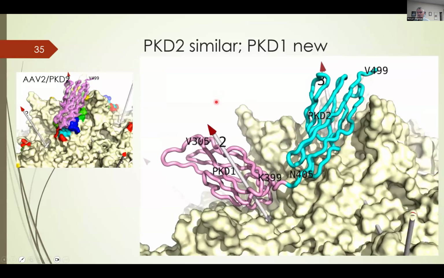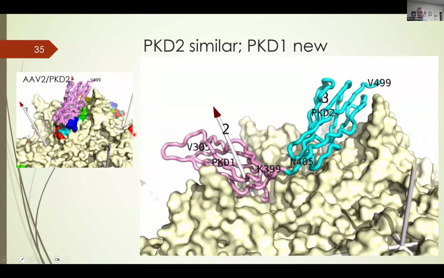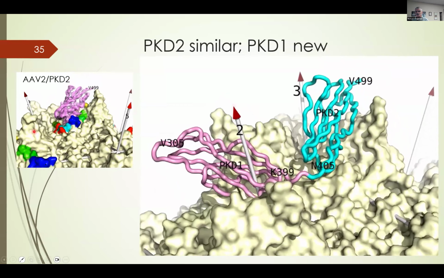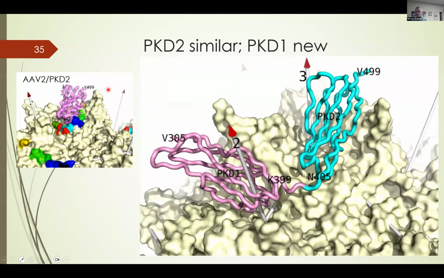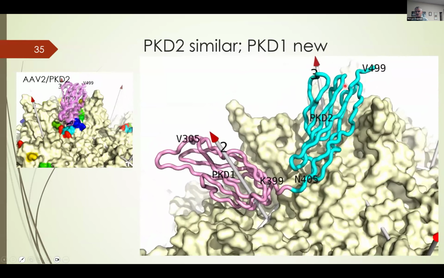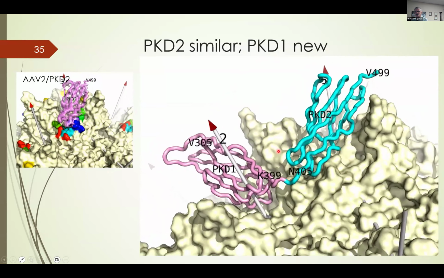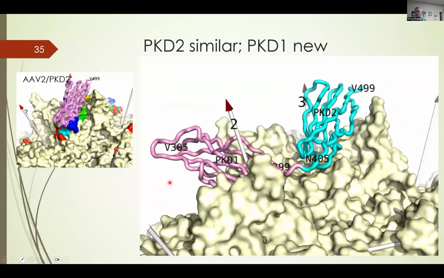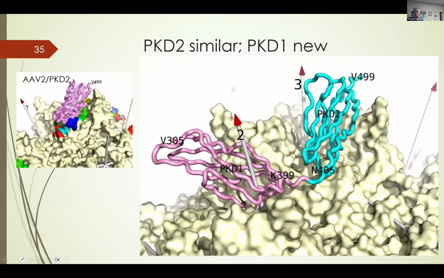To give you an overview sense, the PKD2 domain is in a similar position as we had seen in AAV2, except that it's moved about 2 angstrom. And what we're seeing afresh is this new domain here that we hadn't previously been able to see.